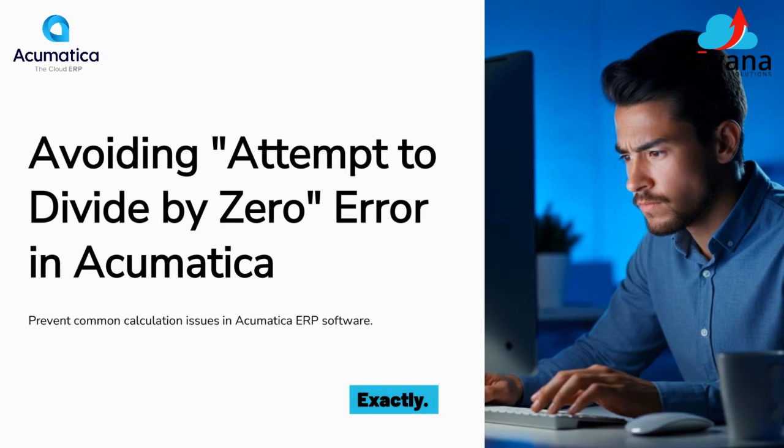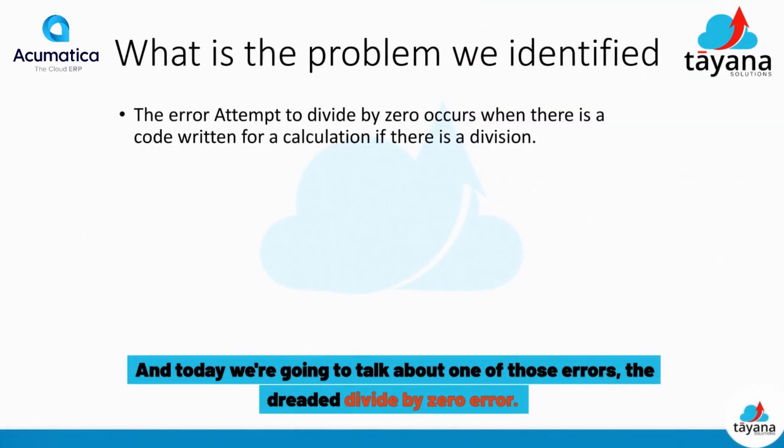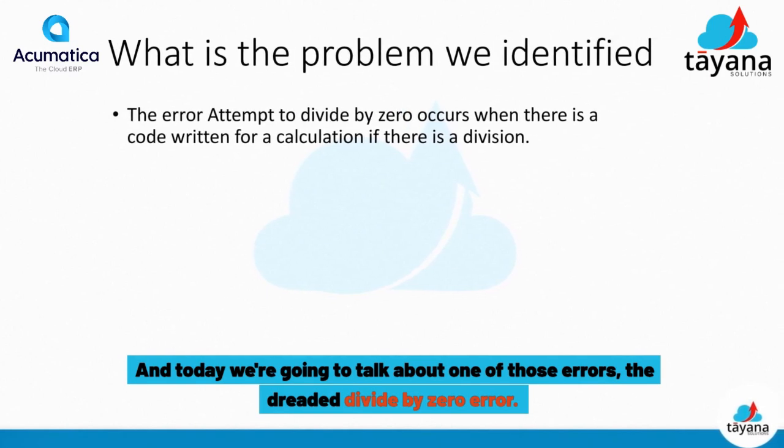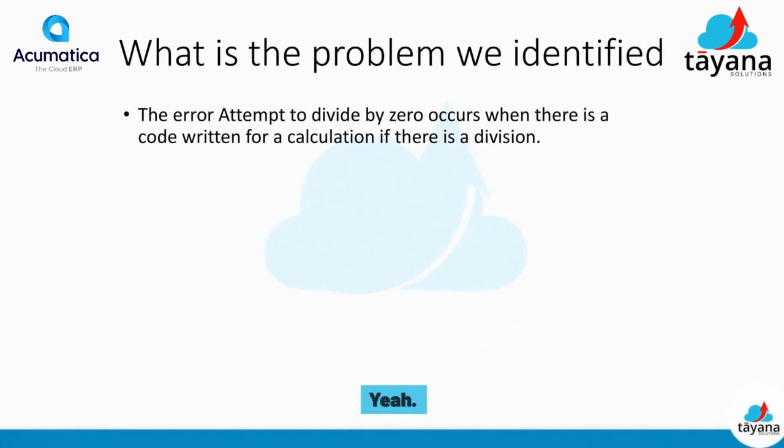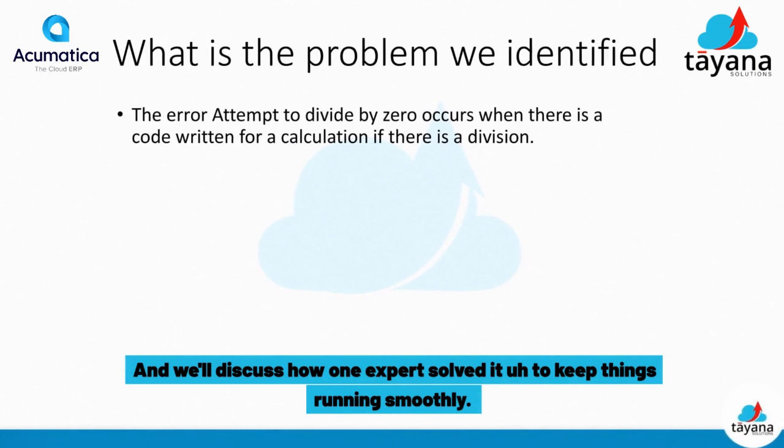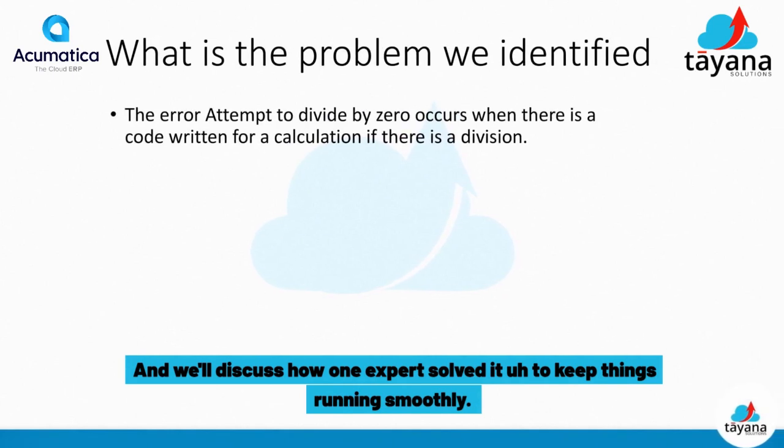Exactly. And today we're going to talk about one of those errors, the dreaded divide by zero error. And we'll discuss how one expert solved it to keep things running smoothly.